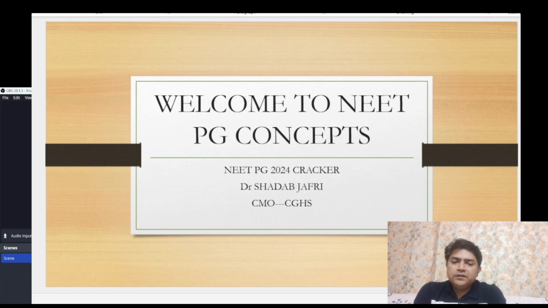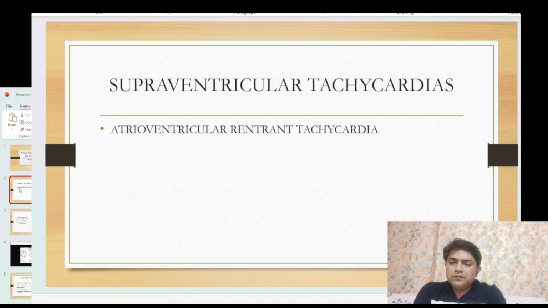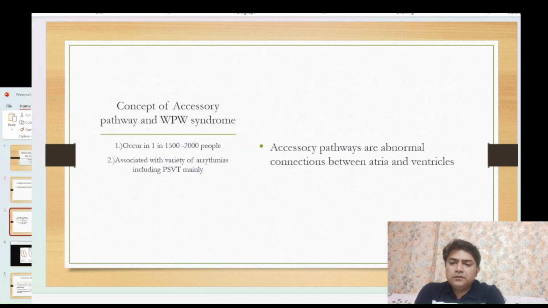Now coming back to the supraventricular tachycardia, now we'll deal with the atrioventricular reentrant tachycardia. Now you have to understand what is the concept of accessory pathway and WPW syndrome.